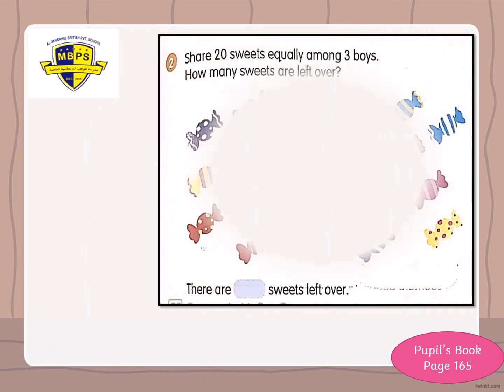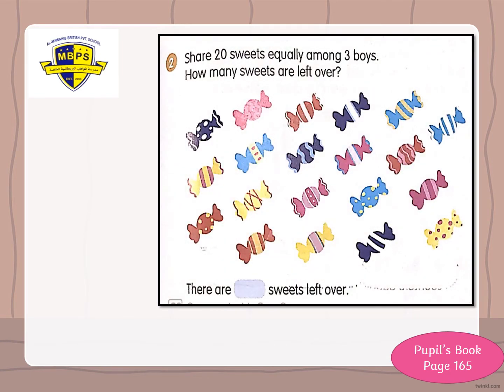One more question from page 165. Let's read the question. What is the first word? Very good. Share. So at this time we will use sharing. Share 20 sweets equally among 3 boys. Then find how many sweets are left over.